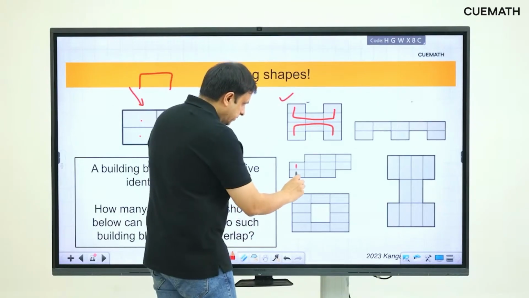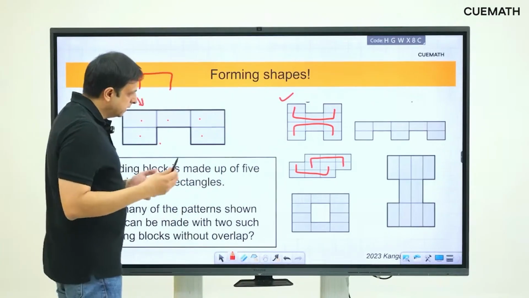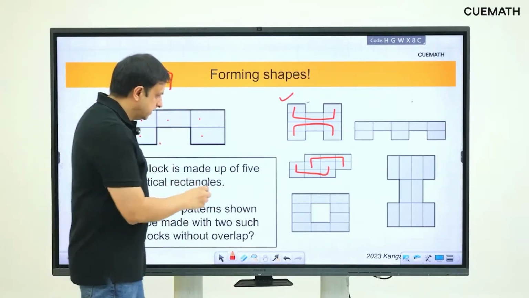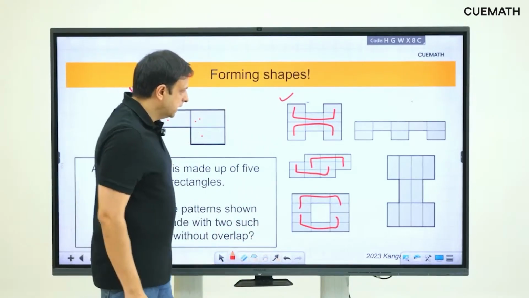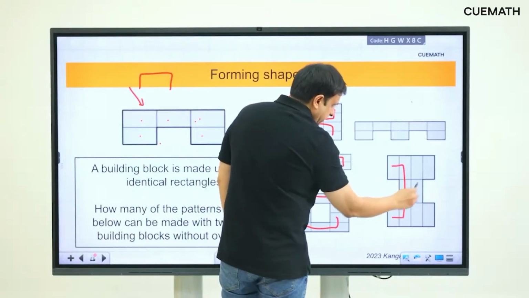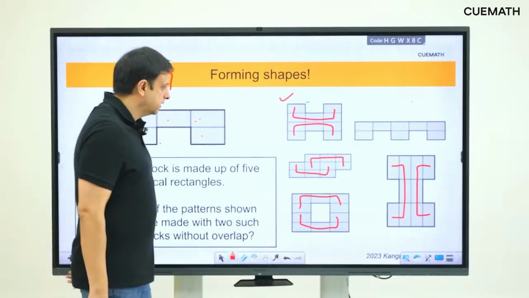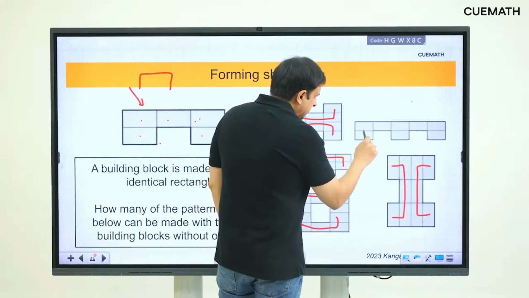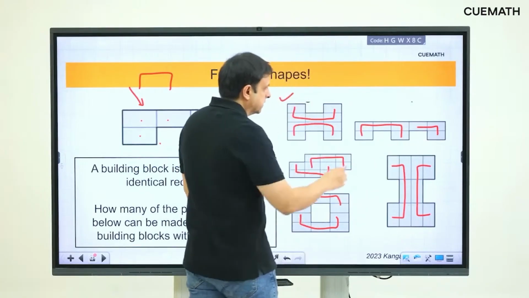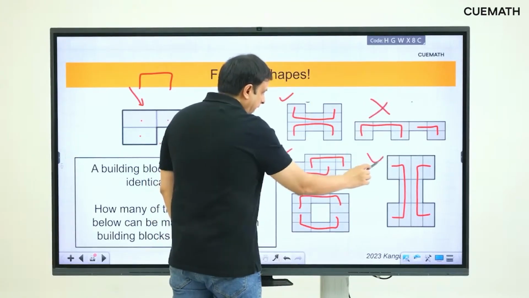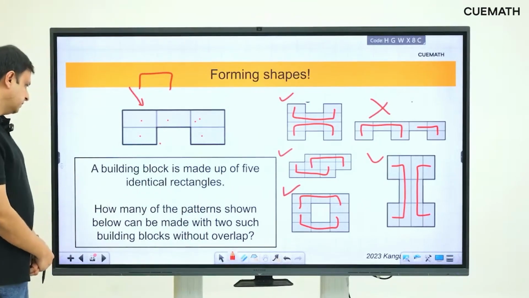And then what about this one? So you have this here and this here. So this can also be made using two of these blocks. Similarly, this here can also be made using two of these blocks, and this one here can also be made. So this here and this here, and you can put two blocks together like that to get that bottom right figure. But what about this one? You can't make this one, because if you take this here, you are only left with these three rectangles here. So you can't make this one, but you can make the other four. So the answer is 4 in this case. You can make 4 of these patterns.